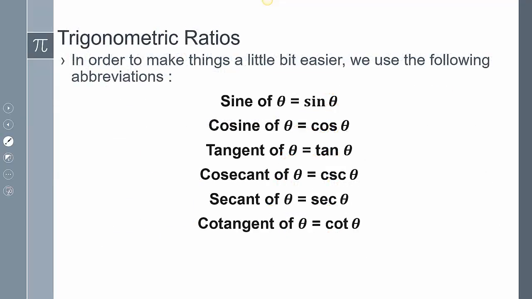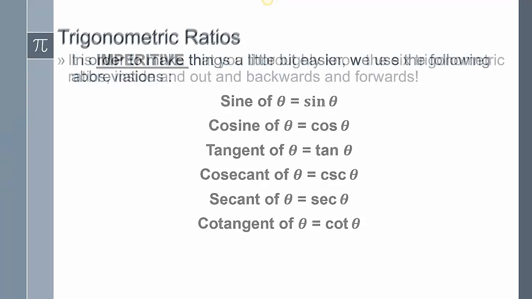Now in order to make things a little easier, we actually use abbreviations. Instead of writing out sine of theta, we just write sin theta like this. Now this isn't sin, this isn't cos, this isn't tan, this isn't x, okay? This is cosecant of theta. We read the entire statement together. So cosecant of theta, tangent of theta, secant of theta. And so it's more proper, instead of just saying cos theta, you say cosine of theta. That's the proper way of stating these.